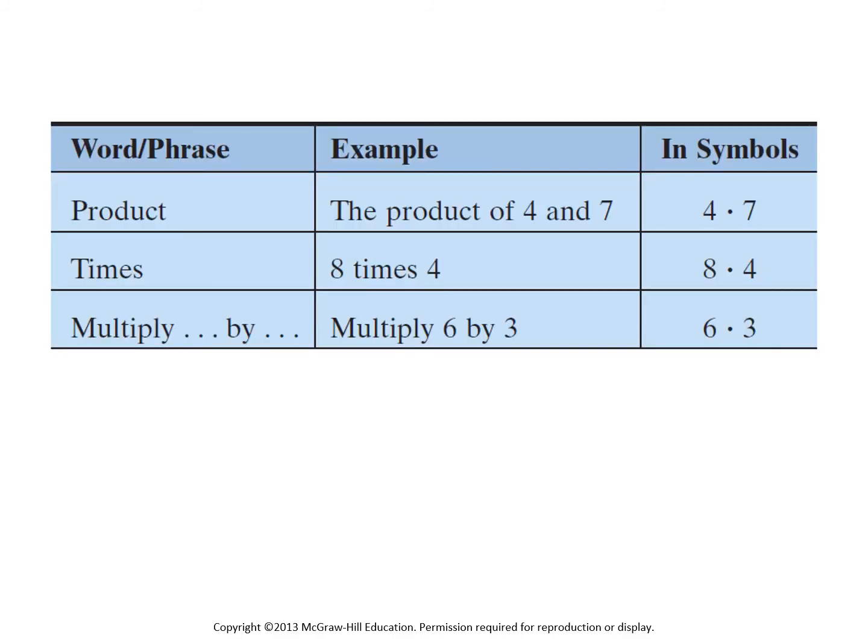Okay, some of our translations: when we see the word product, the product of 4 and 7 means 4 times 7, 8 times 4. We can use this dot for multiplication. Multiply 6 times 3.